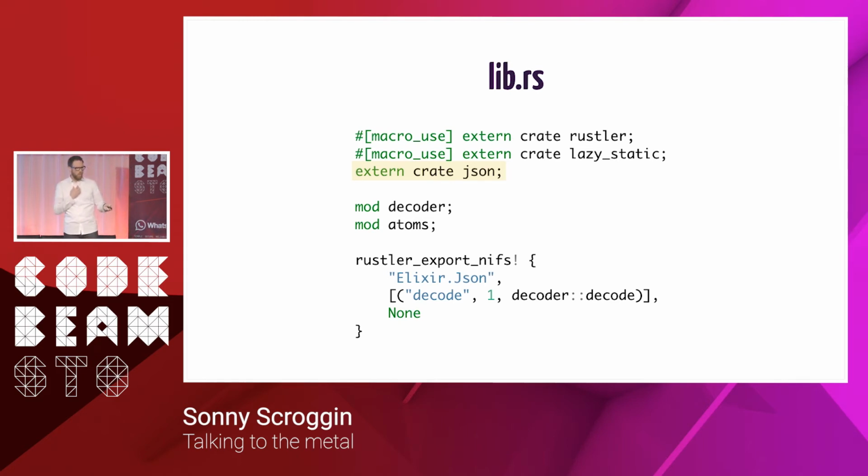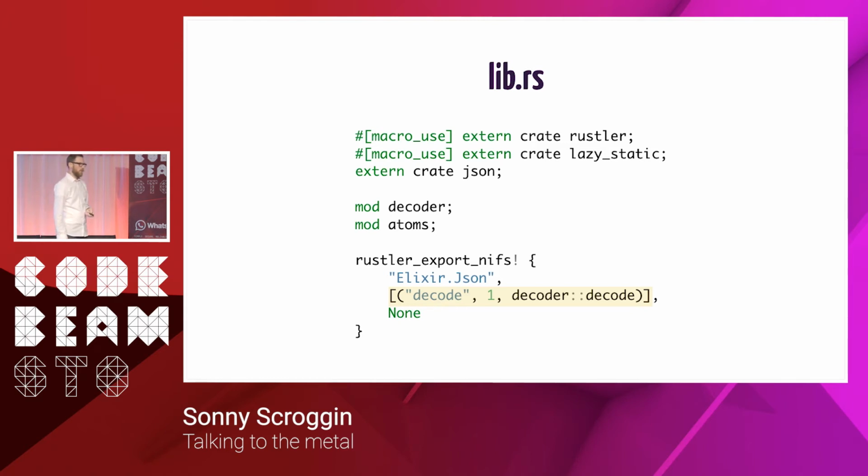And we have a macro here called Rustler export NIFs, and then we can specify. It's very similar to the Erlang Erl NIF init. It takes the module name and then an array, of the kind of tuple structure that would be the mapping from the function name in the module to the actual pointer to the function in Rust. So this here is the arity, and that's the pointer to the function.